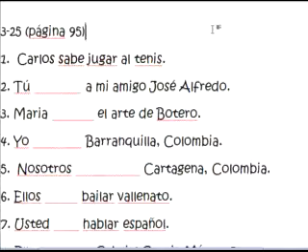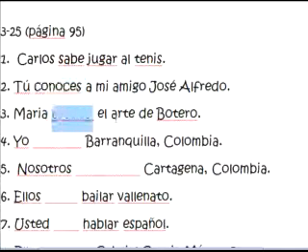Sabe jugar al tenis. To know how to do something, use the verb saber. Number 2: ¿Conoces a mi amigo José Alfredo? Notice the use of the personal A there, talking about knowing a person.